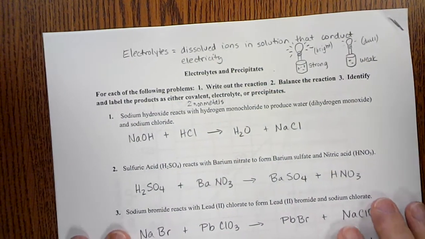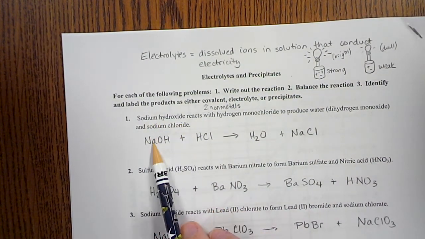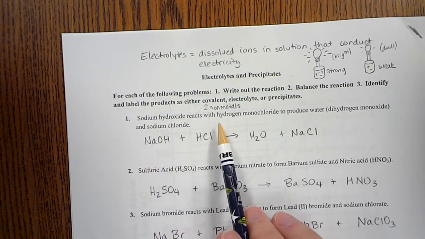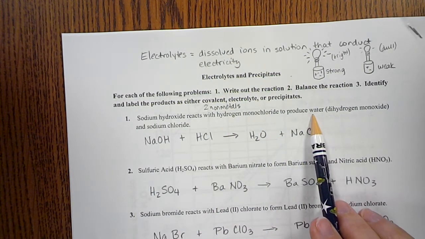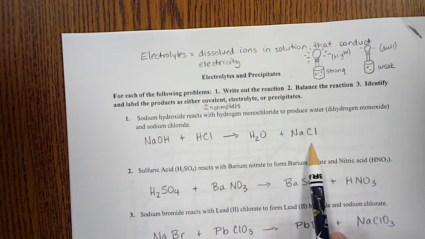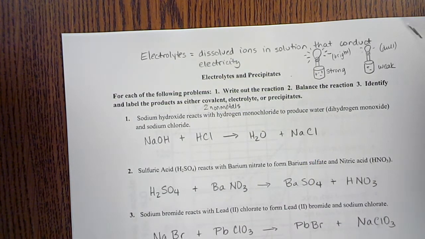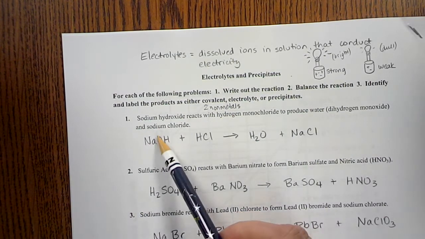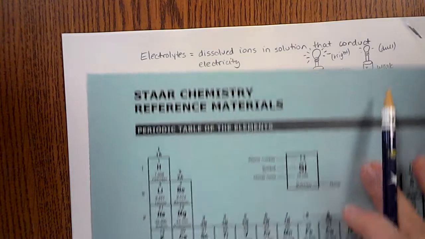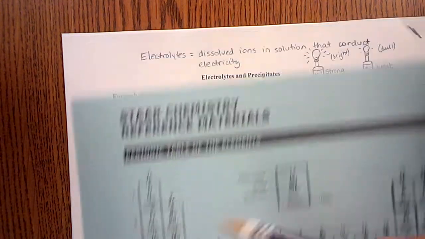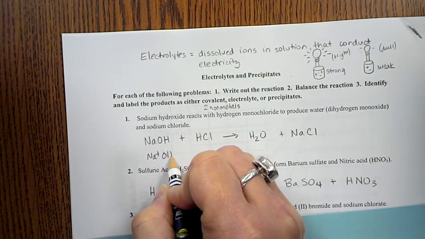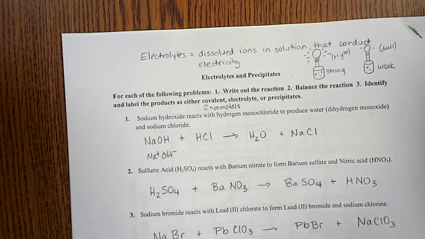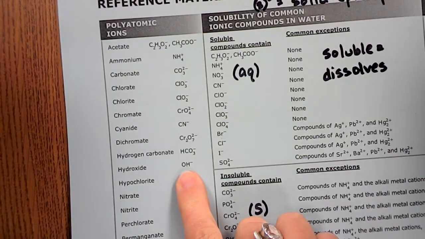All right, so let's take a look. It gives you some words, sodium hydroxide, so you have to be able to convert from English to the formulas. Sodium hydroxide reacts with hydrogen monochloride, which is a covalent compound, to produce water and sodium chloride. Now, you have to make sure that your ions, your crisscross, your oxidation numbers are all worked out. Sodium is going to be a +1 on the periodic table, because he's in that first column. And hydroxide is a -1, which comes off of this chart as well.